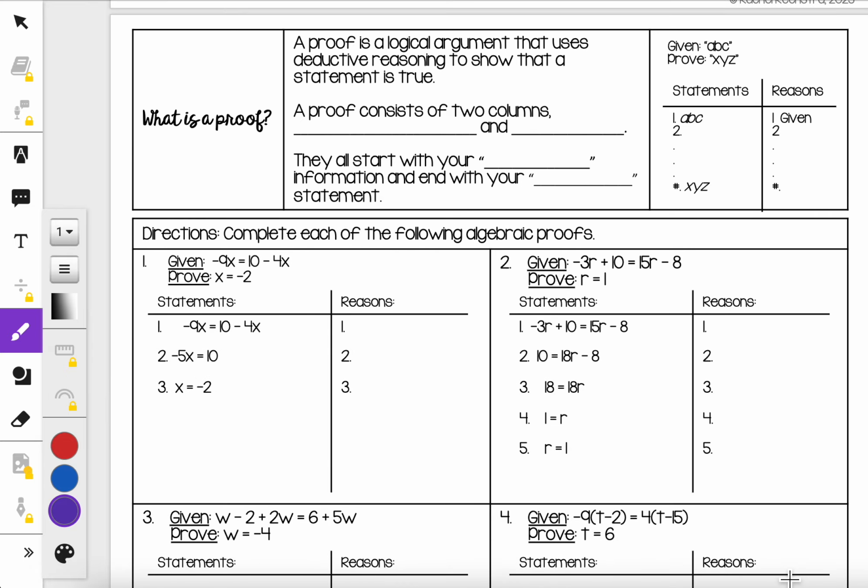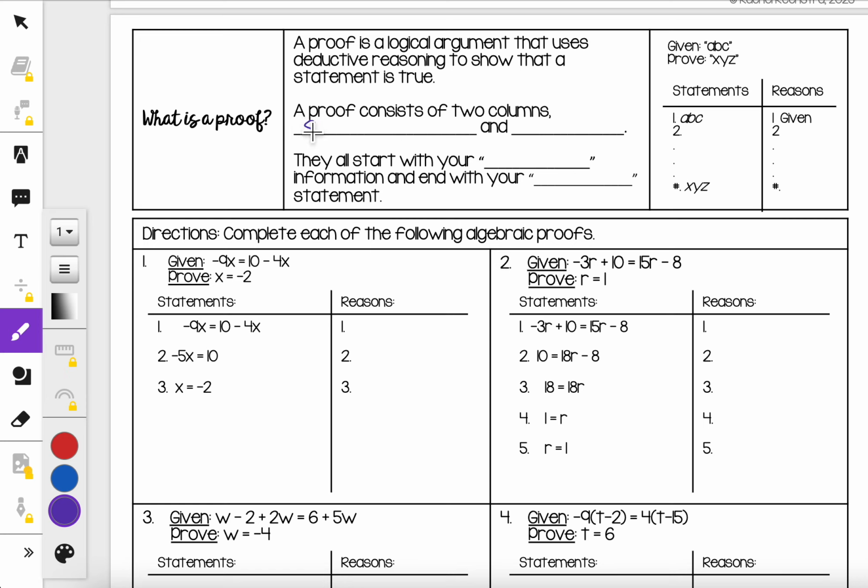Okay, so now we're gonna put this in an official 2-column proof format. We're going to see proofs all throughout geometry. So let's talk about what a proof is. A proof is a logical argument that uses deductive reasoning to show that a statement is true. So a proof is going to consist of 2 columns.